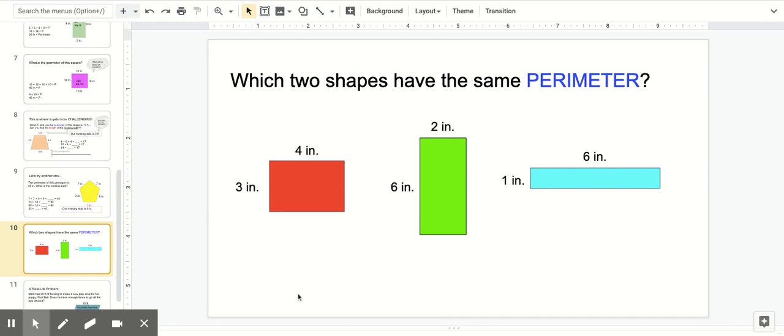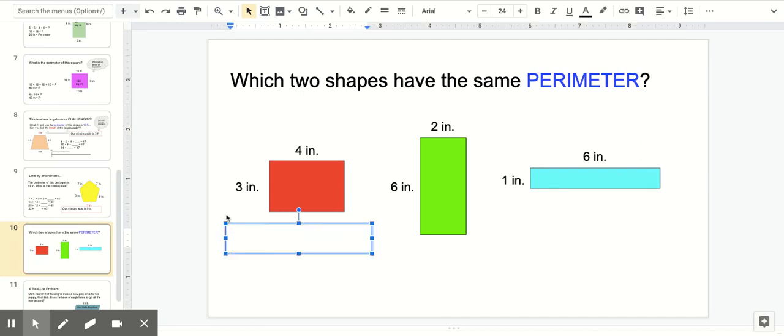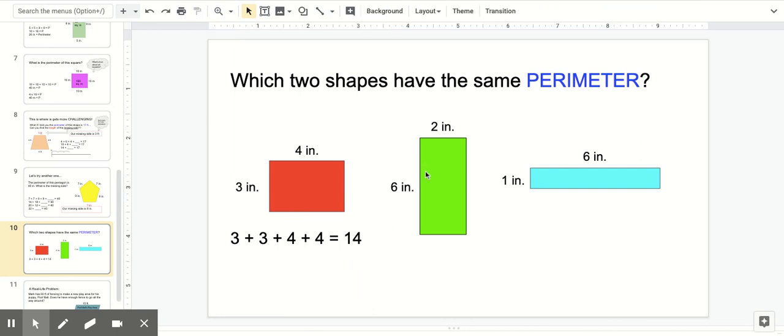So to find the perimeter of this rectangle, we use what we know about rectangles, and that means we're adding up 3 plus 3 plus 4 plus 4, and it's going to give us our perimeter. So 3 and 3 is 6, plus 4 is 10, plus 4 is 14. So the perimeter on this one is 14. Let's work on this one.